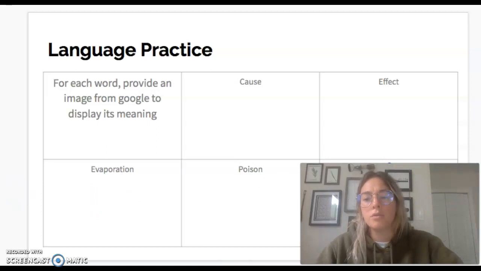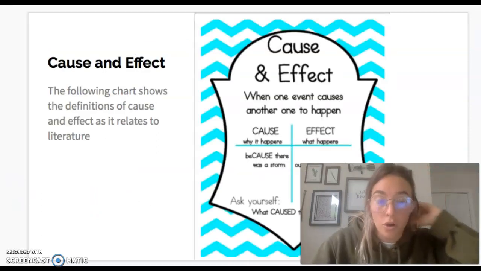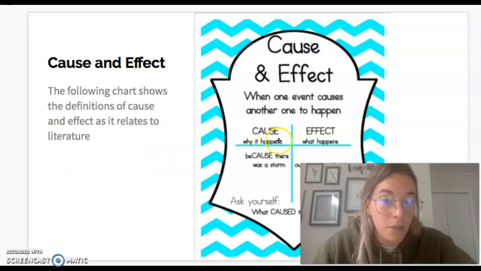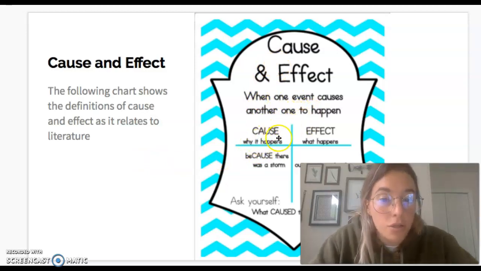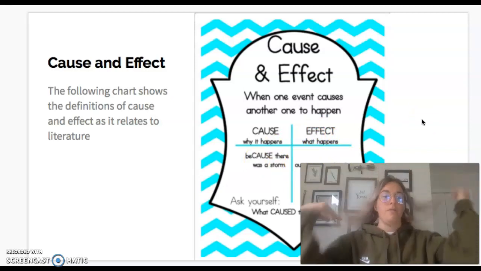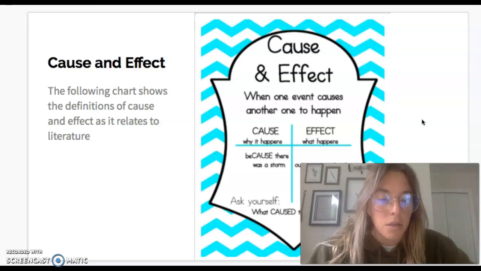All right. So today we're going to be talking about cause and effect. So the chart over here shows the definitions of cause and effect as it relates to literature. So cause and effect is when one event causes another one to happen. So the cause is why it happens, because there was a storm. The effect is what happens. Our power went out. I know you probably have dealt with that before. I have dealt with that multiple times, especially since living in my new house. My power has gone out a few times already.